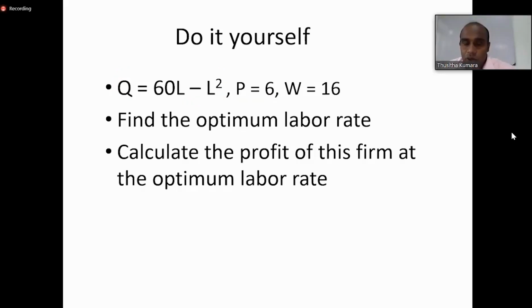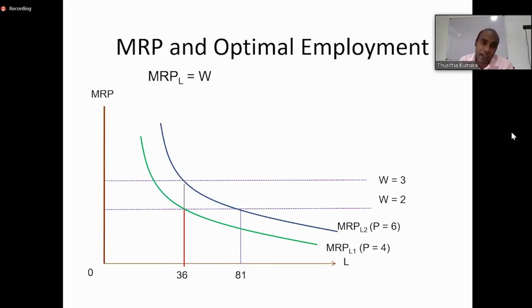So the short-run production function is given, and the price of the output as well as the cost of the production factors. We have only labor, therefore the wage is given as 16. So what is the optimum labor rate? This is the same as what we did in the previous class. How do we get the optimum labor rate? Simply, what is the rule, from the previous calculations and the graph? It is simple, not to worry.